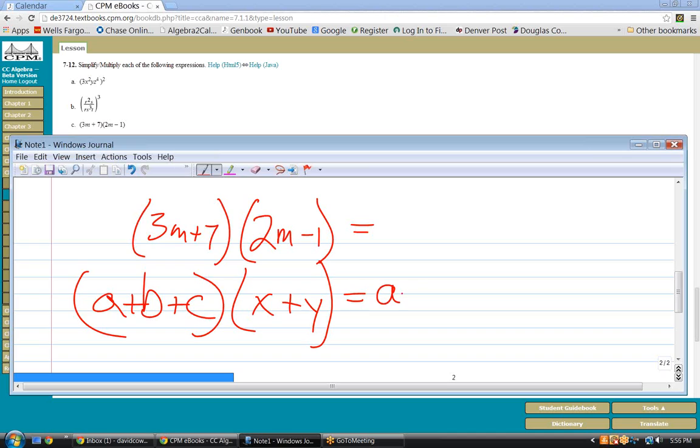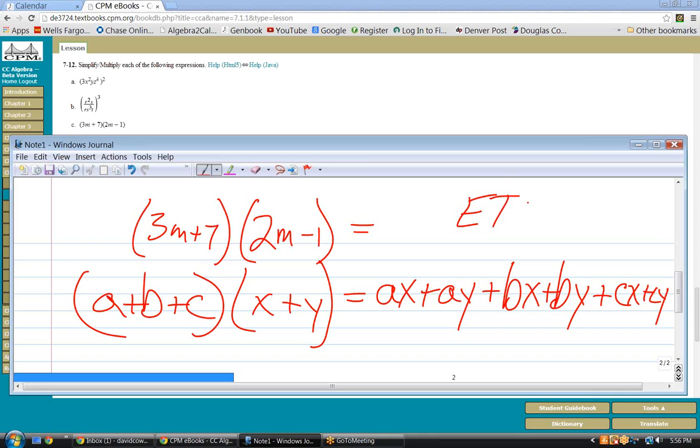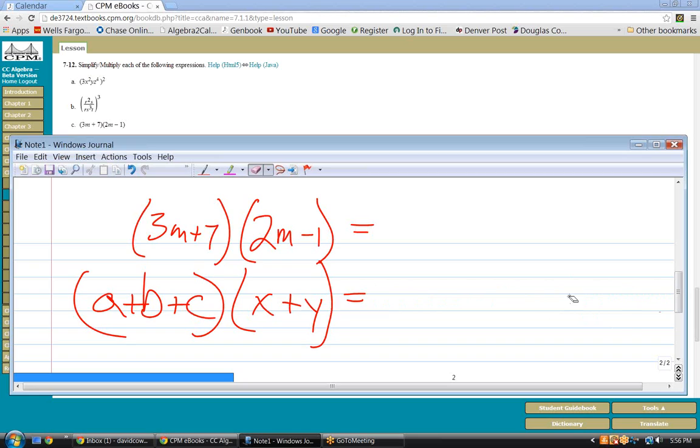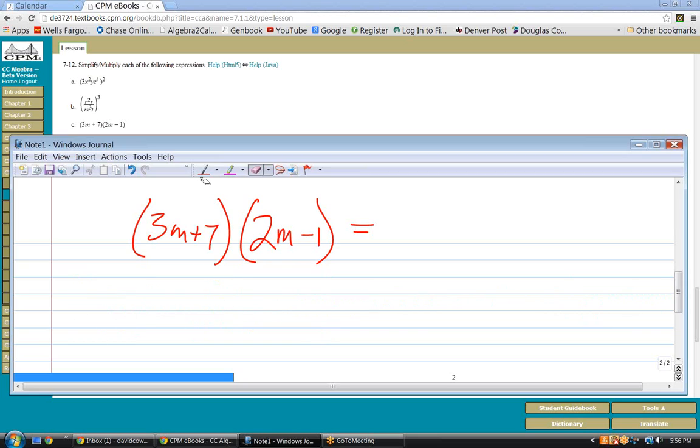So what would you multiply first? A times x and then a times y. What's next? B times x and b times y. And finally? C times x and c times y. See, ET works there, but FOIL wouldn't mean anything. So ET works both with binomials and trinomials. I could have 5 terms by 6 terms, and as long as I multiplied every term by every term, that's what I have to do.